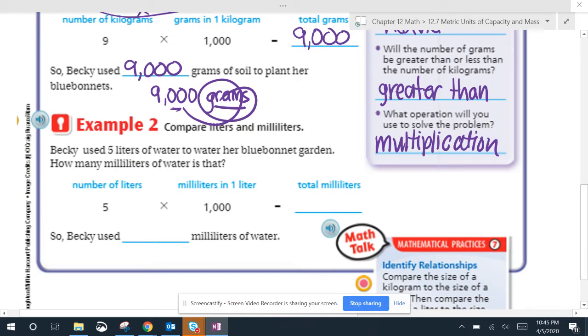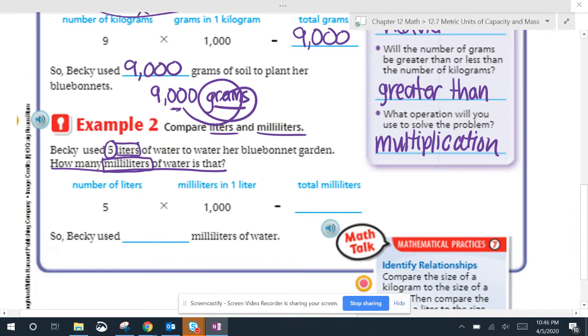So this time we're going to be comparing liters and milliliters. So we're talking about liquid volume. Becky used 5 liters of water to water her bluebonnet garden. How many milliliters of water is that? So let's start with what are my numbers? I have just the number 5. My question says, how many milliliters of water is that? And my keywords are liters and milliliters.